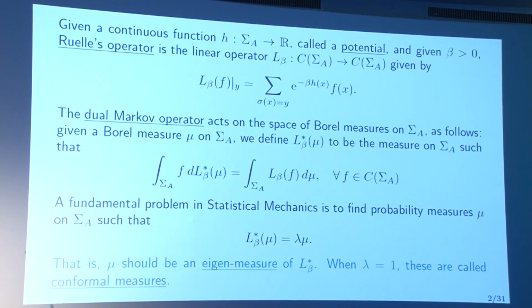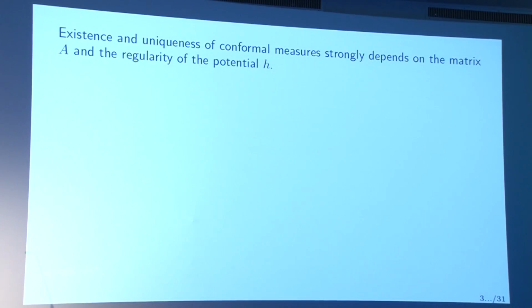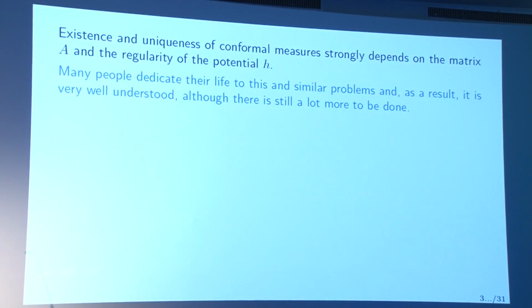I am going to go in a different direction, towards C-star algebras. But let me at least say that the existence and uniqueness of conformal measures depends very much on the matrix A, which is usually assumed to be irreducible, and on the regularity of the potential h. If the potential is Holder continuous, then you have positive results. As I say, there are many people working in thermodynamical formalism who dedicate their whole life to studying this problem. It is a very well understood problem by a number of people, of which I am excluded.